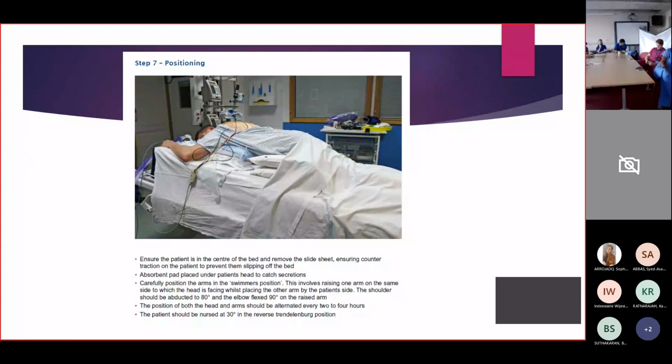The arms are put in what they call the swimmer's position. That is, one arm is on the same side to which the head is facing, while the other arm is on the side of the patient. The shoulder abduction is 80 degrees, with elbow flexion at 90 degrees on the raised arm. A 30-degree reverse Trendelenburg position is given to nurse the patient, and we make sure that there is counter traction so the patient doesn't slip down.